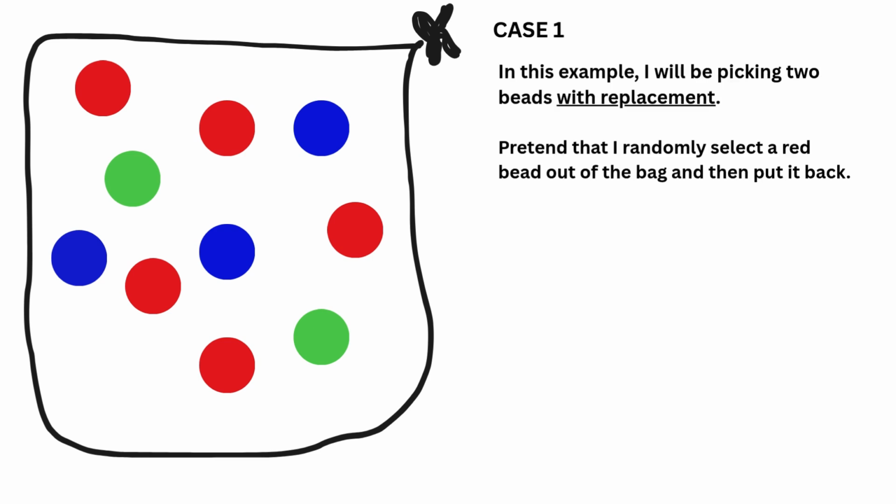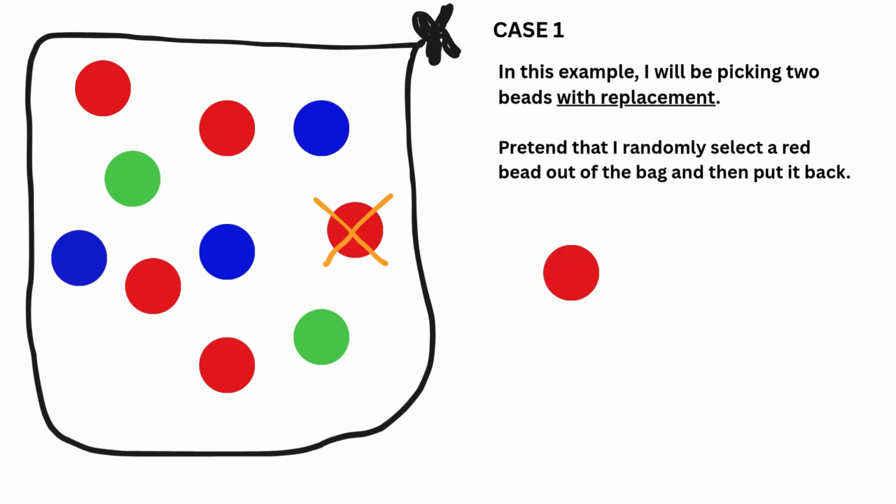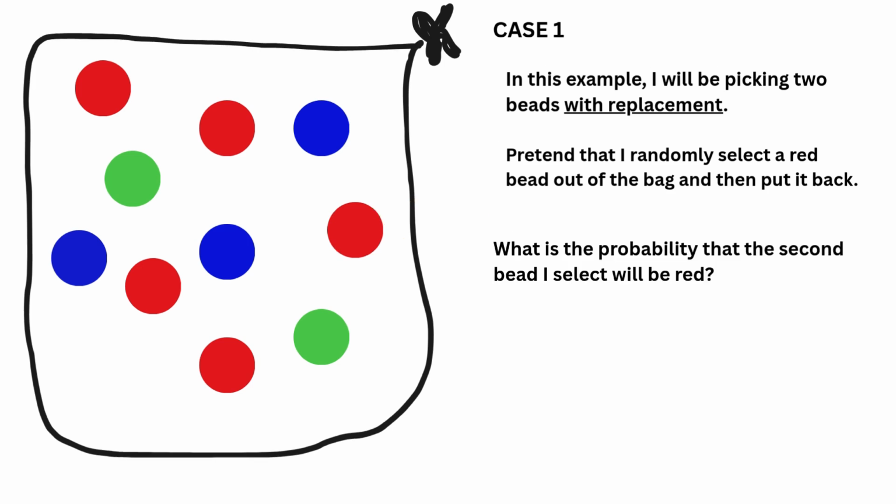Okay, now we're going to look at 2 new cases. For case 1, in this example, I will be picking 2 beads out of the bag with replacement. Pretend that I randomly select a red bead out of the bag and then put it back. All right, so I'm going to pick this red bead and I'm going to take it out of the bag, but then I'm just going to put it right back. What is the probability the second bead I select will be red?